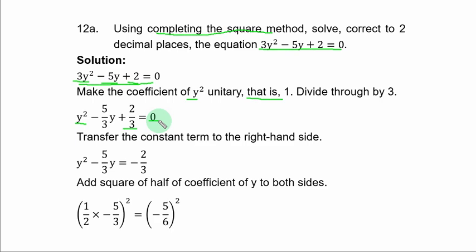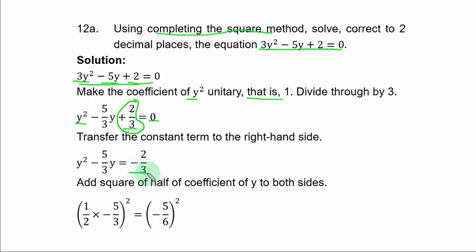The next step is that you transfer the constant term to the right hand side. This is the constant term, the term without the variable. If you transfer it to the right hand side, it becomes negative.